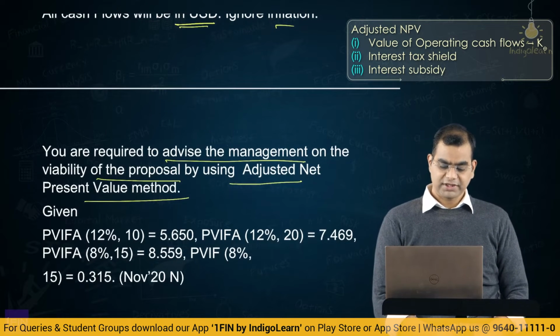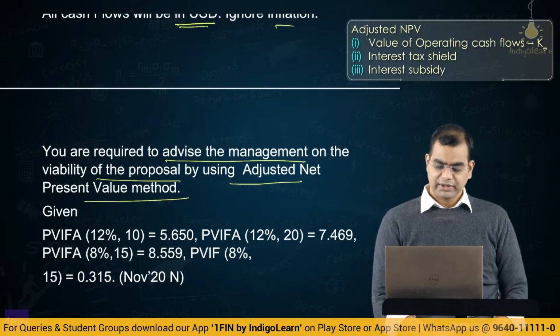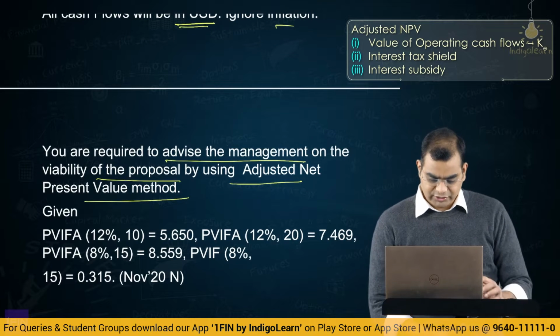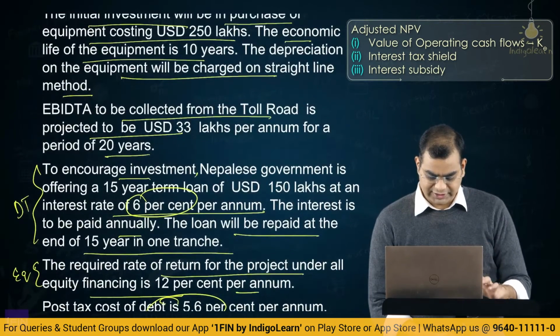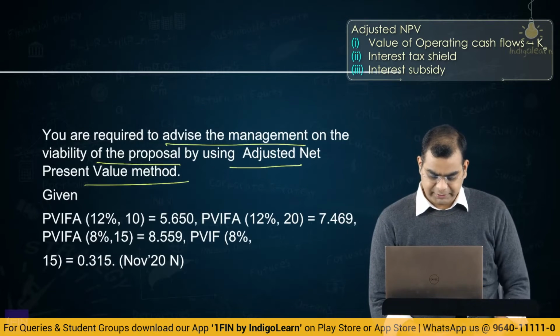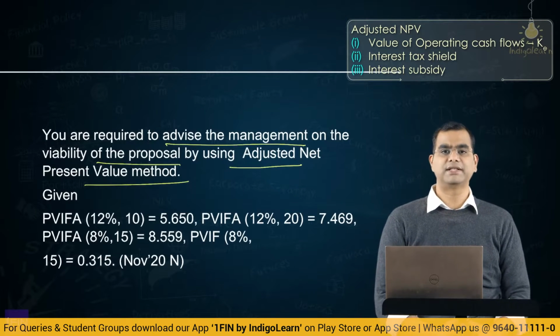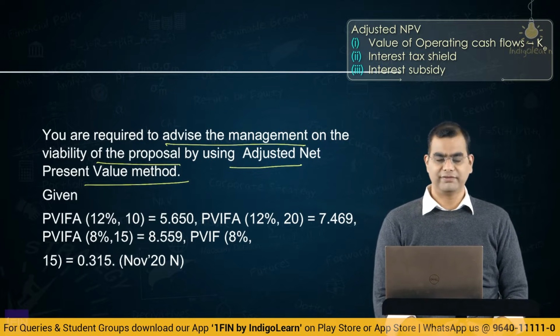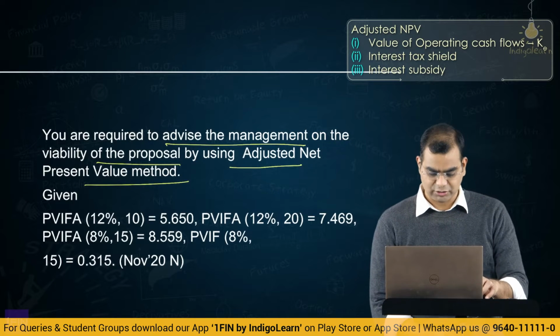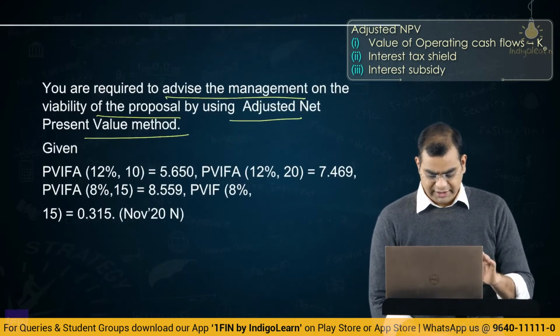Yes, they have given present value interest factor at annuity for 12% for 10 years is 5.65. Then for 12% at 20 years is 7.469, then 8% for 15 years is 8.559 and 8% for 15 years is 0.315. Okay, what is the use of this 8%? What is the use of this 12%? See, 12% is equity, that is very, very clear. What is this 8%? 8% into 30%, 30% is the tax rate. Right. So, 8 into 30% is 2.4. So, 8 minus 2.4 is 5.6. So, that is why probably they have given this out. Anyway, let us proceed with this.